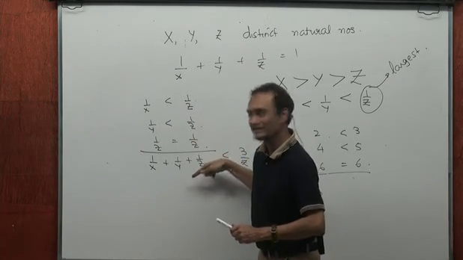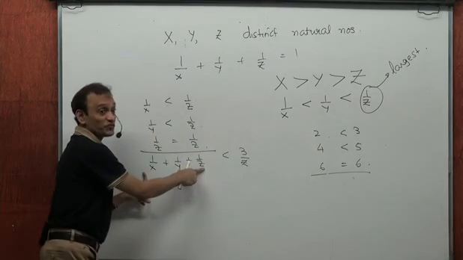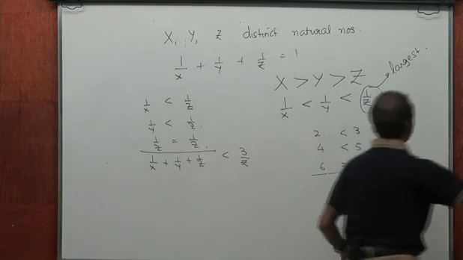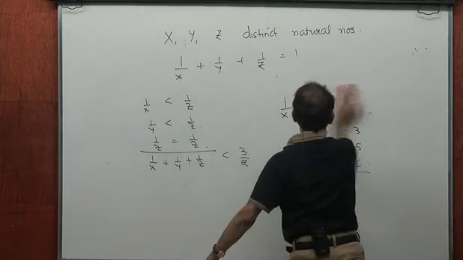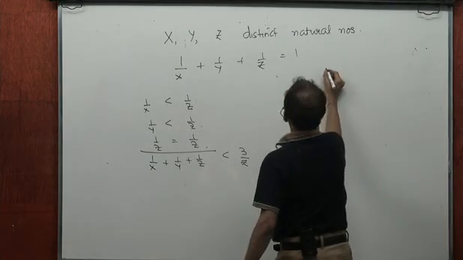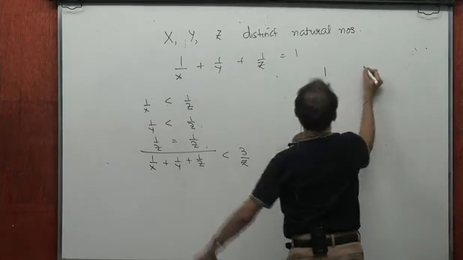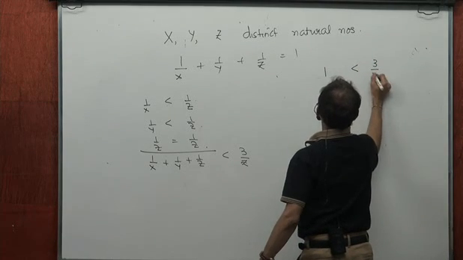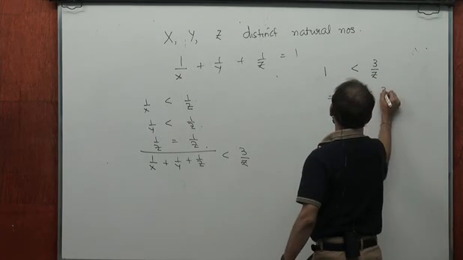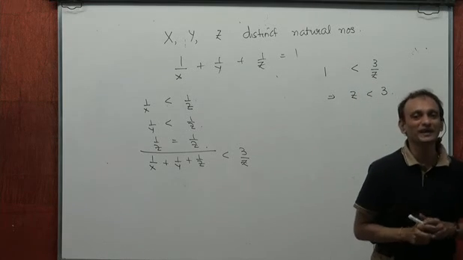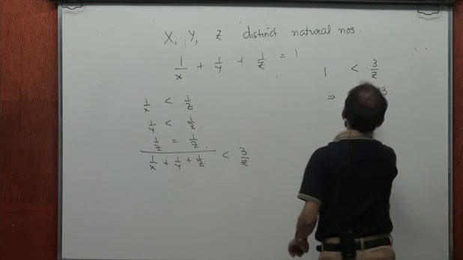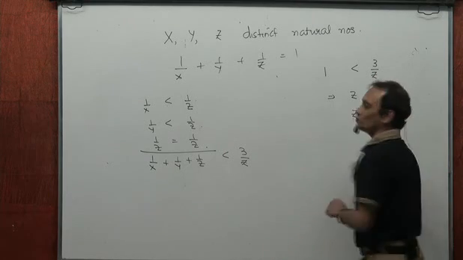Right? But what's the left hand side? This is 1. Right? So I end up getting 1 less than 3 by z, z less than 3. Now there are only two possibilities for z. Z could be 1 or z could be 2.